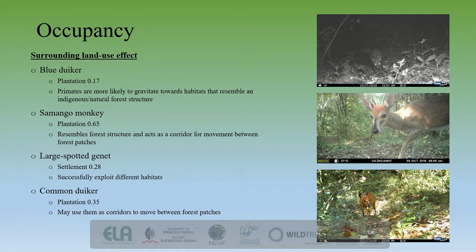This may be due to mature plantations resembling indigenous forests where they are able to use them as corridors between forest patches. Plantations also act as a buffer zone, which may provide resources in different seasons. The large spotted genet was the only species more likely to occupy forest patches surrounded by human settlements. This may be due to the species' ability to successfully exploit different environments.